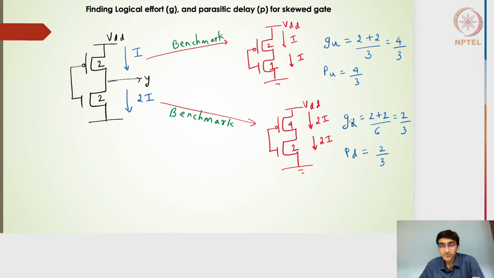Similarly, the logical effort for going down will be 4C divided by 4 plus 2, that is 6C, so it will be 2 by 3. And the parasitics for going down will again be 4 divided by 4 plus 2, which will be nothing but 2 by 3. So hope this is clear.